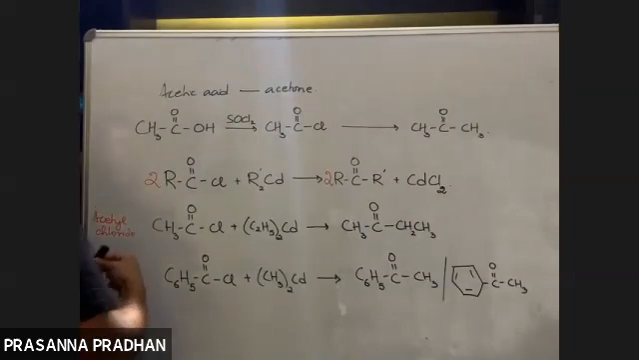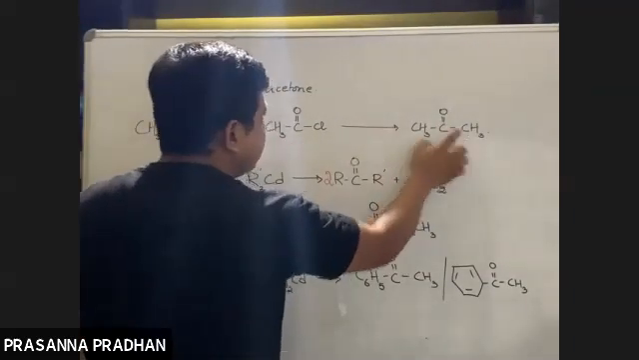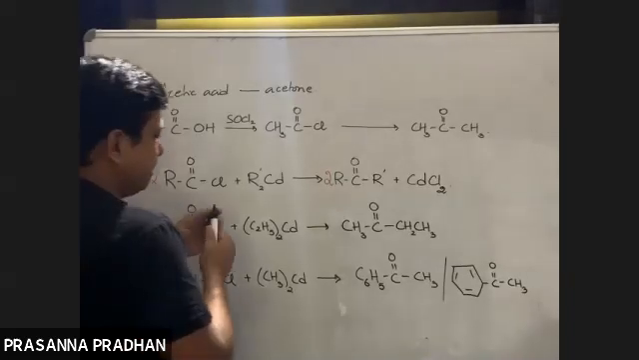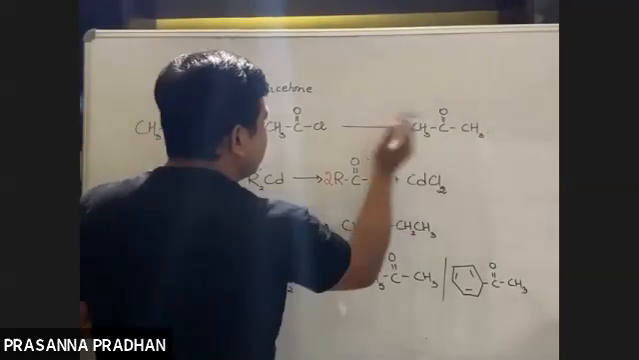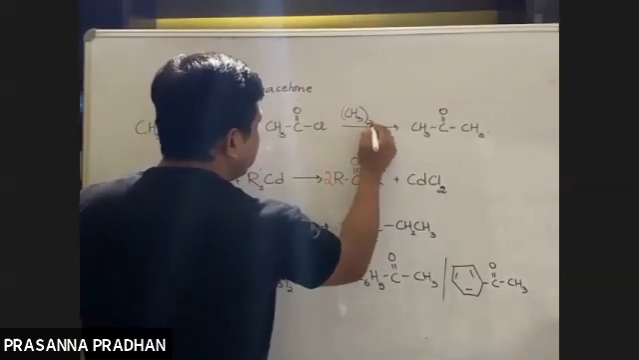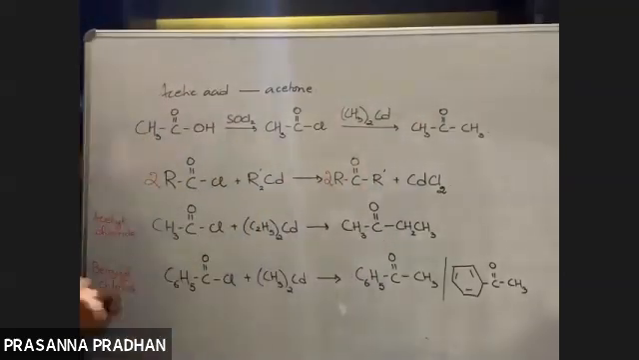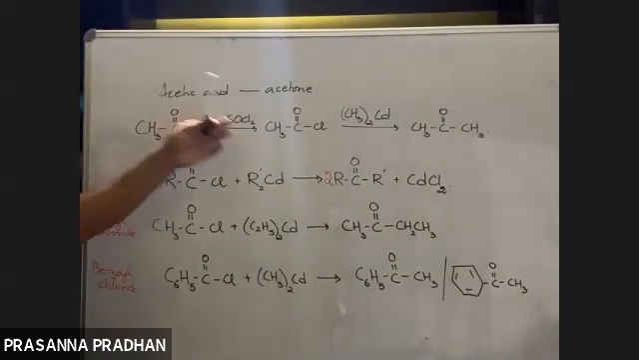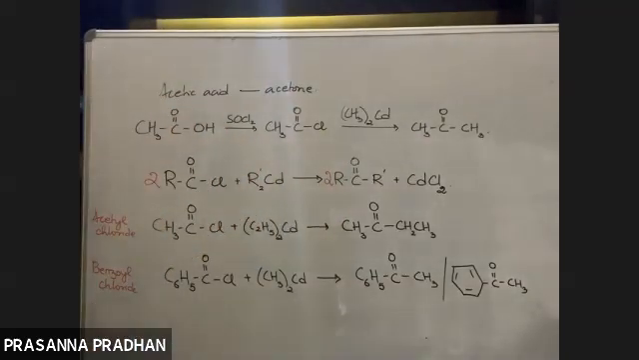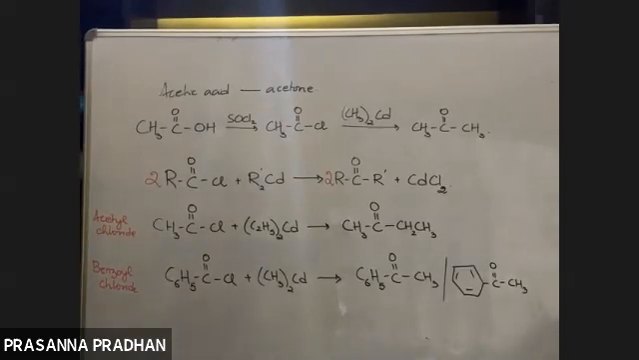The CH3CO group came from here. So one methyl group must come from your dialkyl cadmium. So what will you use? We must introduce a methyl group, so we will use dimethyl cadmium in this way. So acid to acid chloride to acetone in this way. Is it clear, all of you?